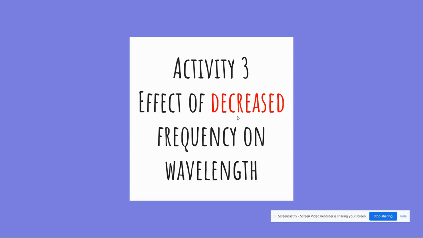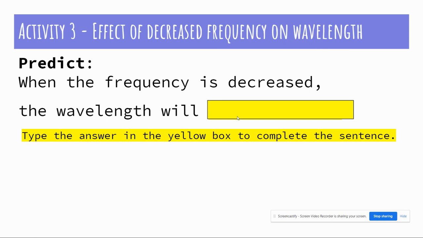Okay, activity 3, if we take down the frequency, what will happen to wavelength? Now you've already seen one thing, so you can actually make a prediction here, a hypothesis. When the frequency is decreased, what will happen to the wavelength? Now, when I increase the frequency, the wavelength went down. When I decrease the frequency, what would be the opposite? Well, we would assume the wavelength will become longer. Okay, we'll find that out.